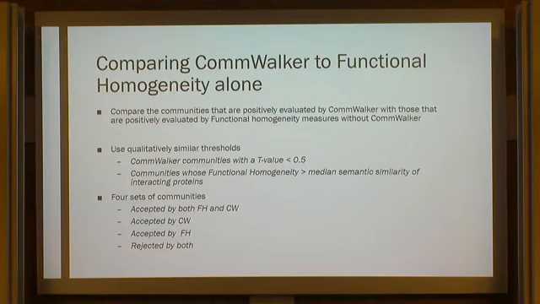And I can think of there being 4 sets of communities. Those that both my method and functional homogeneity would say are great. I'm hoping that my method doesn't start saying that all these terribly important communities are rubbish, because that would be bad. I'm also going to look at the things accepted only by CommWalker, because do they actually make sense? And the things accepted only by functional homogeneity, and then of course there are the things rejected by both. So we both think they're rubbish, so is that true?